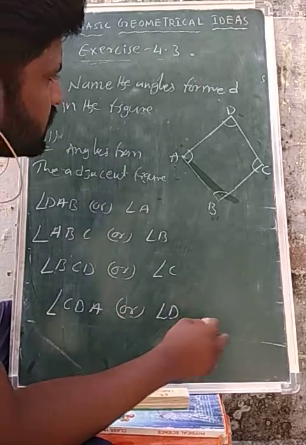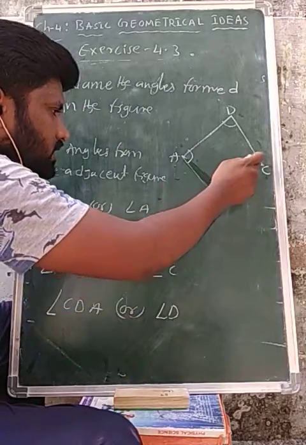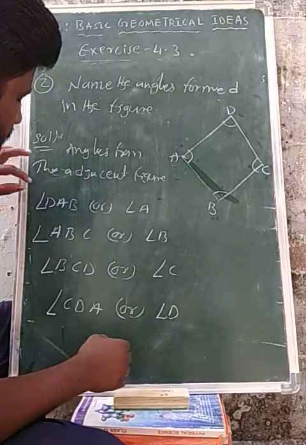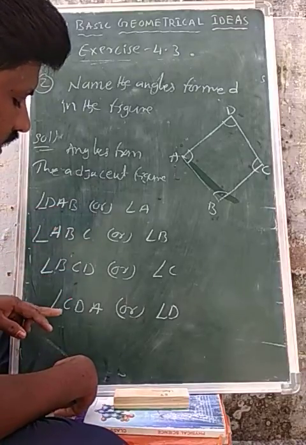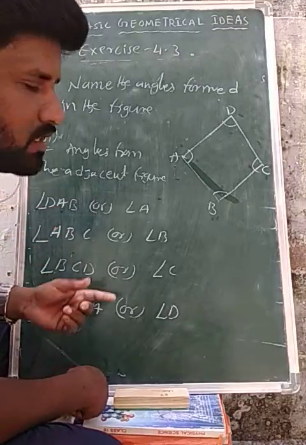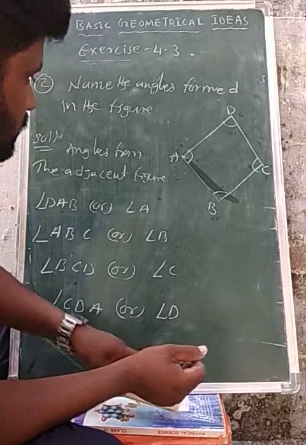So what are the angles formed in the figure? That is simply angle A, angle B, angle C, angle D, or we can call like this: angle DAB, angle ABC, angle BCD, angle CDA. Okay, so this is the required answer for this question. Okay, students.